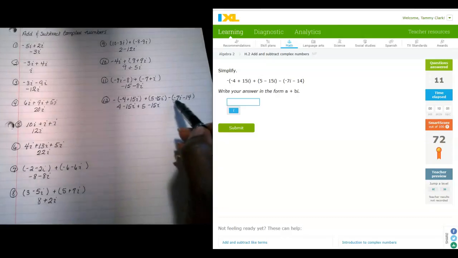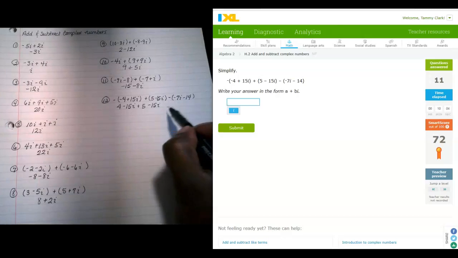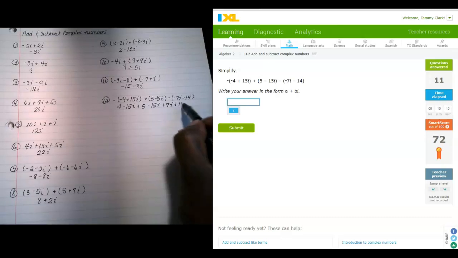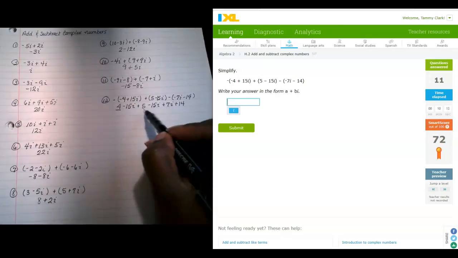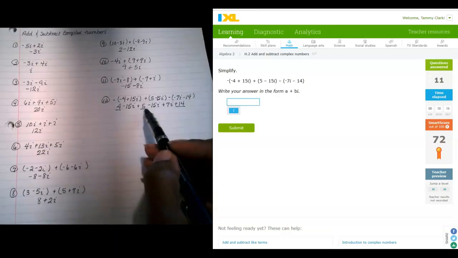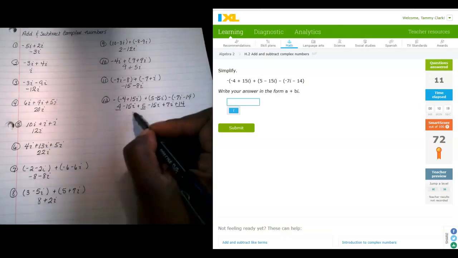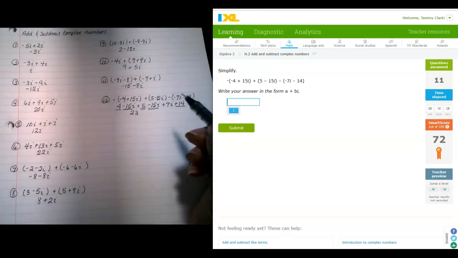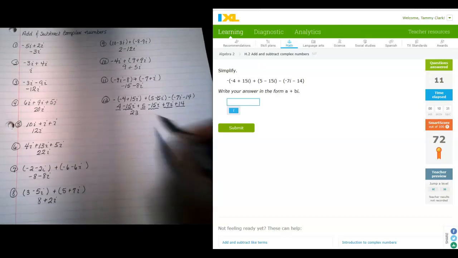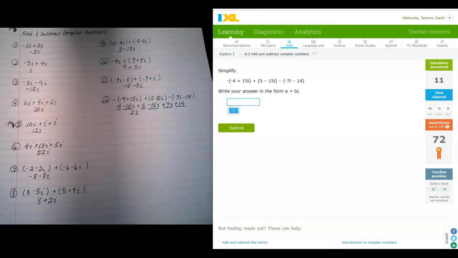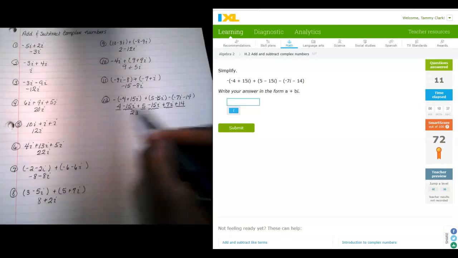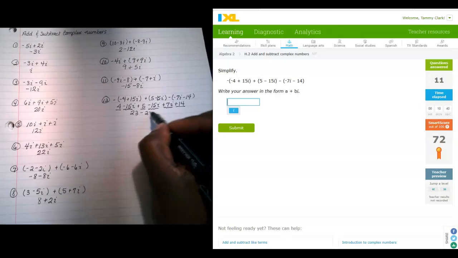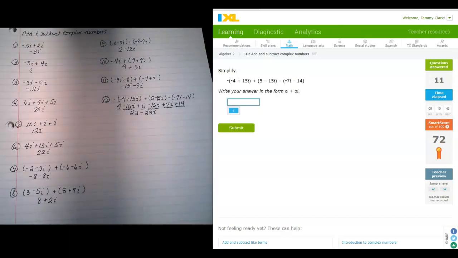And then we've got negative 1 multiplied by negative 7i. That gives us positive 7i. Negative 1 times negative 14 is positive 14. Let's go ahead and combine all of our real terms. So we've got 4 plus 5, which is 9, plus 14 is 23. I had to think about that for a moment. Then negative 15i minus 15i is negative 30i. Plus 7i. So 30 minus 7 is 23, and it's going to be negative because our largest number is negative. So 23 minus 23i.